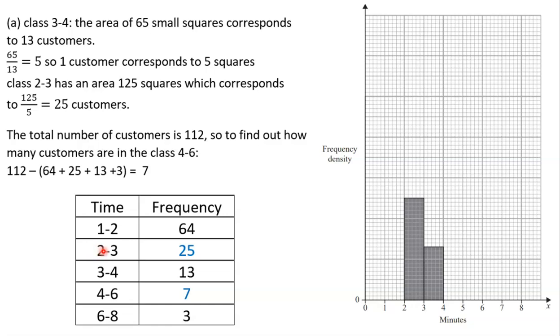So class 2 to 3, which is here, has 125 squares. So this will give us 125 divided by 5, 25 customers. And then the question said that the total number of customers was 112. So if we add all the other frequencies together and take them away, we will get for the missing number for 4 to 6, 7 customers.